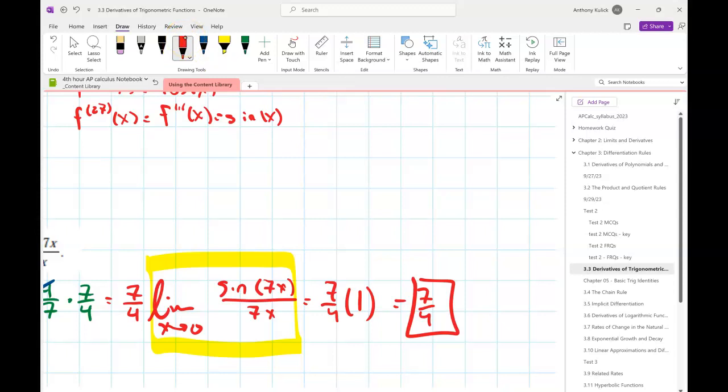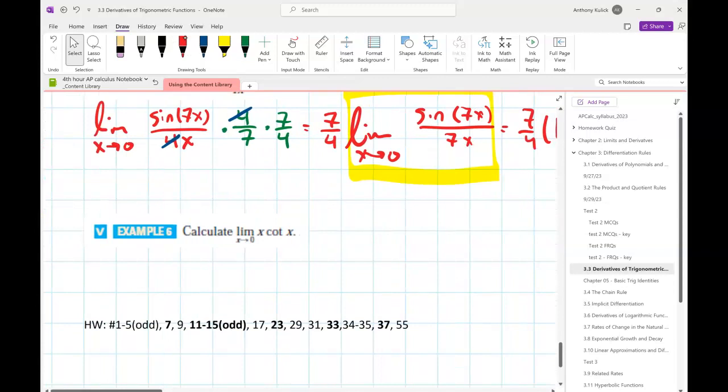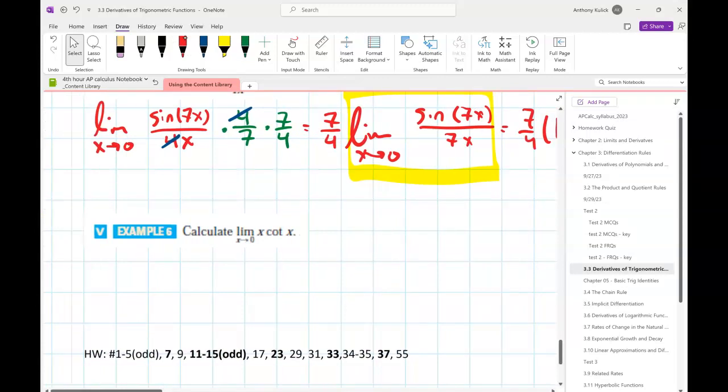So far, so good? Let's do another one. So here we have the limit as x approaches 0 of x times cotangent x.